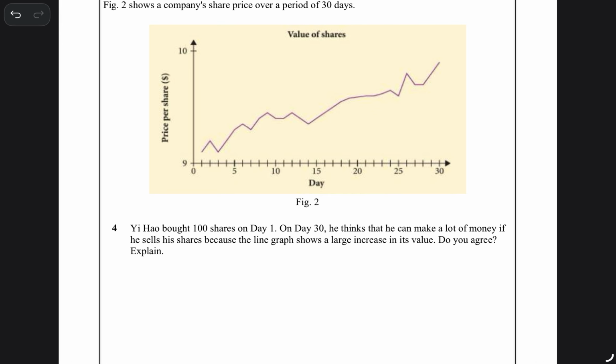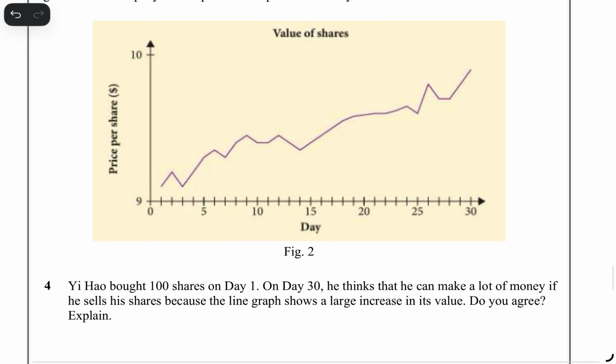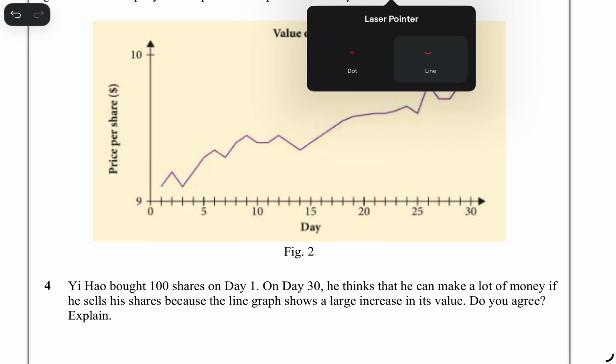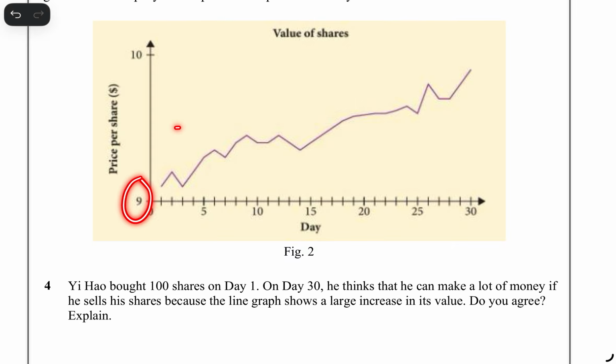Alright, so let's now look at part 2 on page number 15. Figure 2 shows a company's share price over a period of 30 days. You see this is $9, this is $10. So it shows the increase in the price of a share over the period of 30 days.